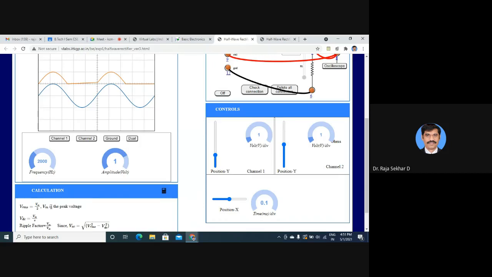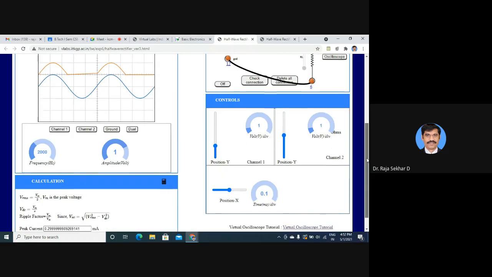VRMS equals Vm by 2. For the output, what is the Vm value? Vm is the peak voltage. VDC equals Vm by π. Ripple factor is VAC by VDC. Now VAC equals the square root of VRMS squared minus VDC squared. Already we have calculated VRMS and VDC, so from this you can calculate VAC. So ripple factor is equal to VAC by VDC. Like this you have to calculate.